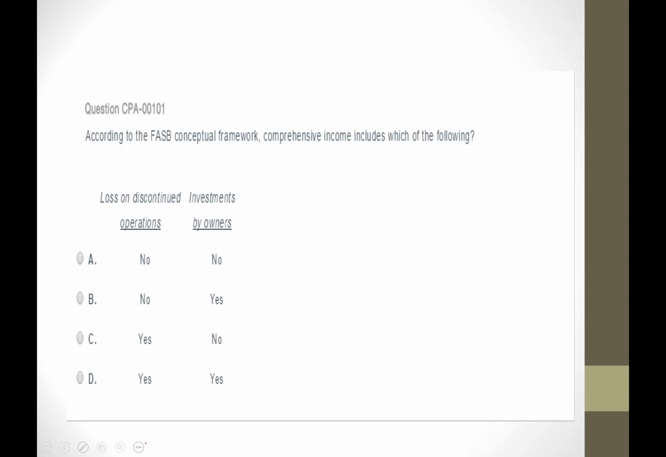All right, so let's go ahead and look at this. You're going to see it's a lot easier. According to FASB's conceptual framework, comprehensive income includes which of the following? Loss on discontinued operations?